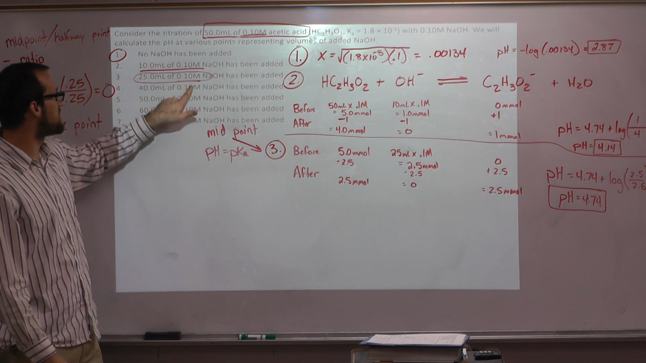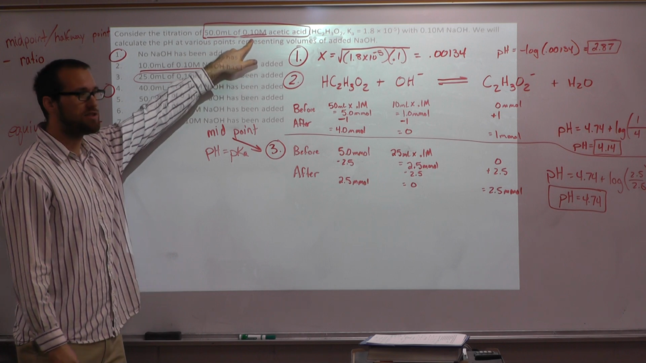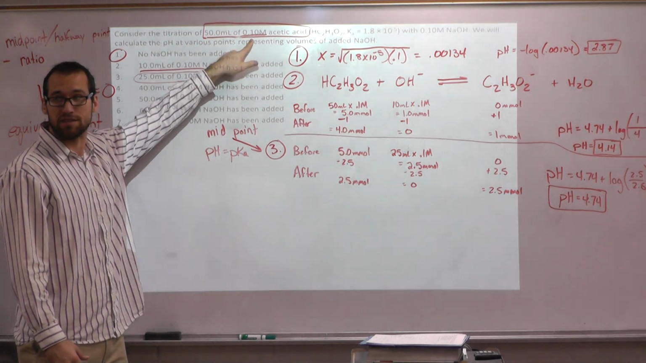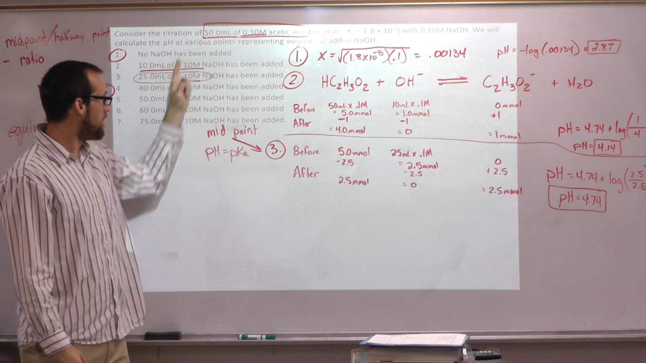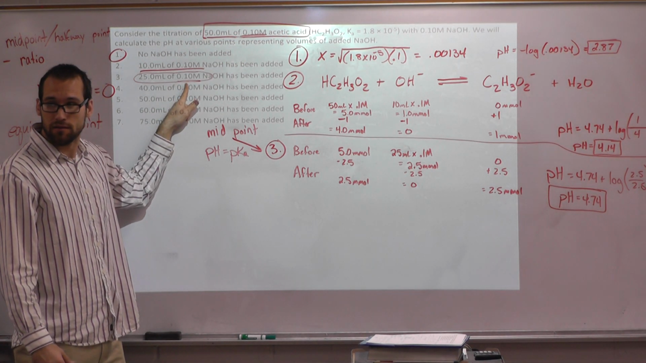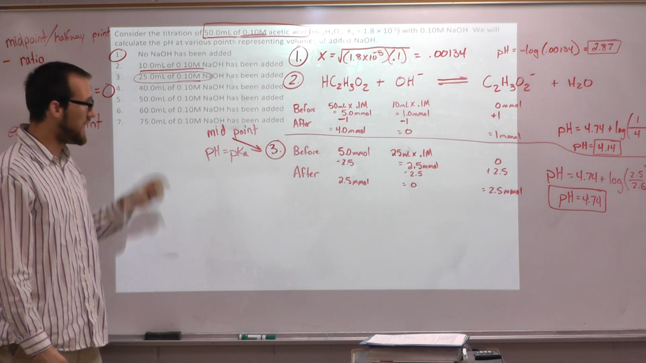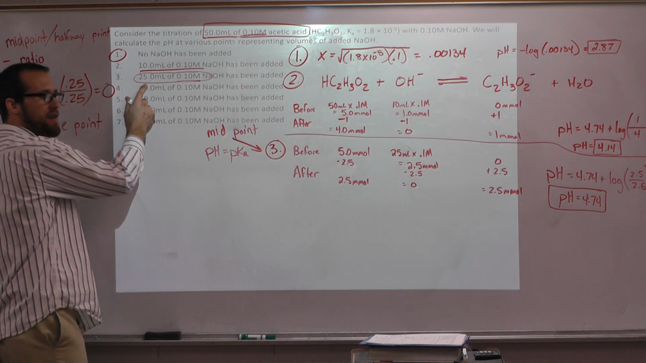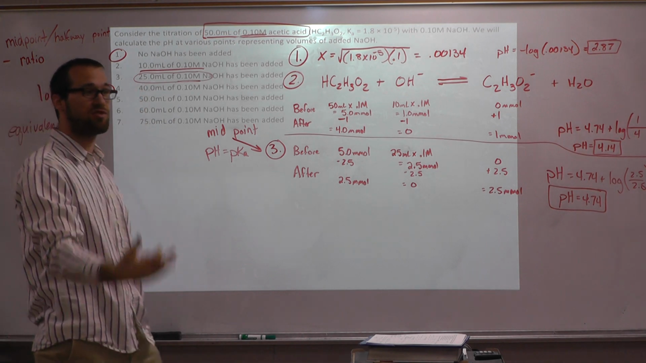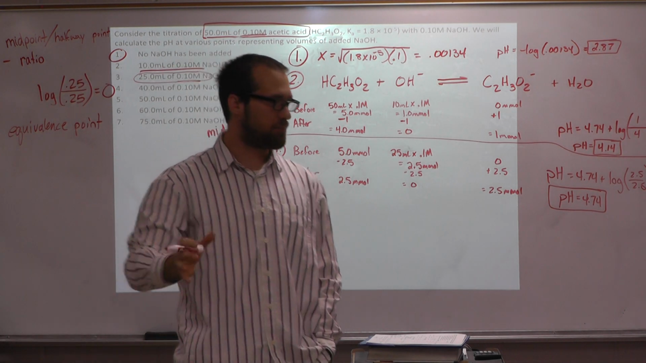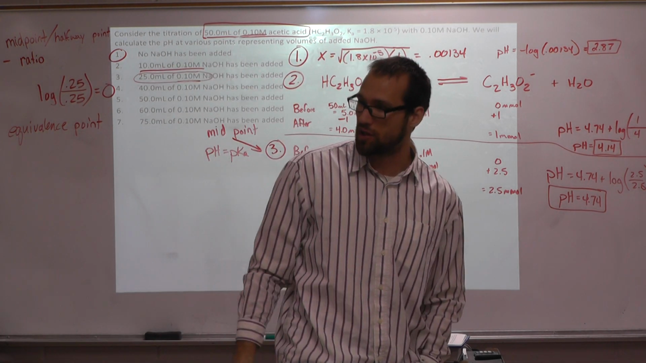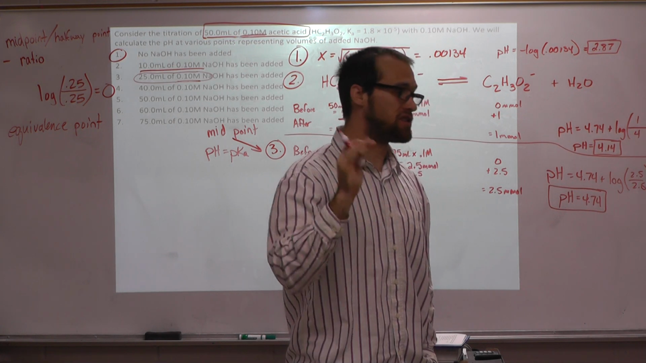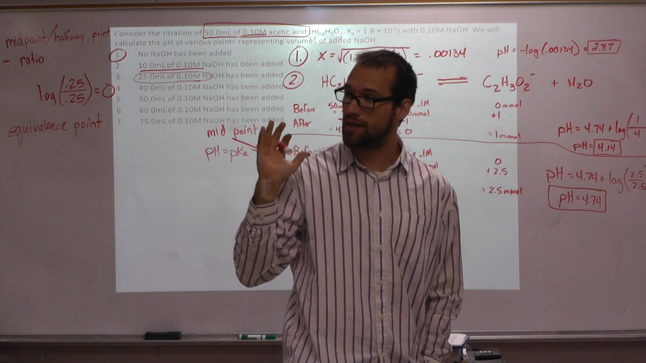For example, if this were 0.2, then you would need twice as much of this to get to that point. Does that make sense? So if the concentrations are the same, your midpoint is when you have half the volume. If the concentrations aren't the same, then it depends on how much the concentrations are different. Okay? So be careful trying to just identify the midpoint quickly with your eyes.